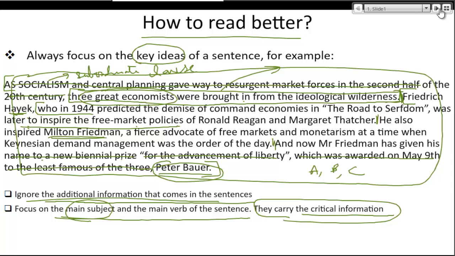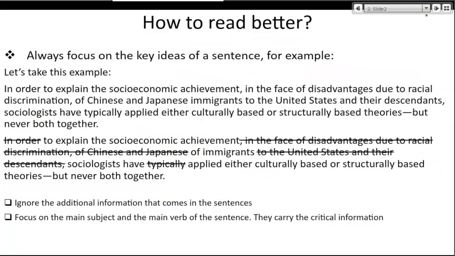Similarly, if I go to the next slide here, the next slide says, always focus on the key ideas of a sentence, for example. So what I have done here, this is how I would read. This is the sentence that you see here given, and this is the things that I have removed in the paragraph. In order to explain the socio-economic achievement in the face of the disadvantage due to racial discrimination of Chinese and Japanese immigrants to the US and the descendants, sociologists have typically applied either.